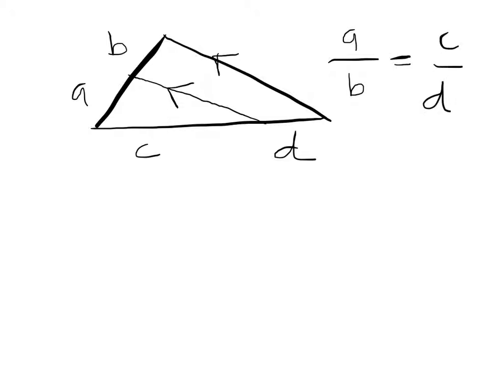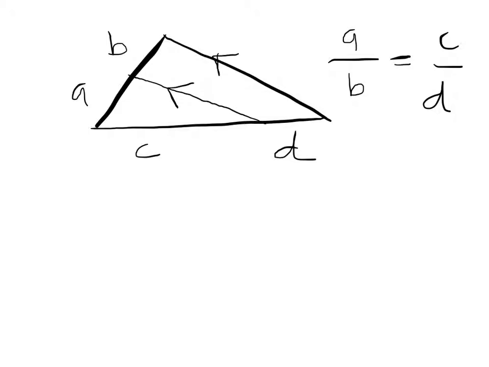Now, from our means extremes proportion business, we also could form 3 other proportions here. C to A equals D to B, or A to C equals B to D, or B to A equals D to C. So let's just look at it now as this one going from the vertex of the triangle, A to B equals C to D.